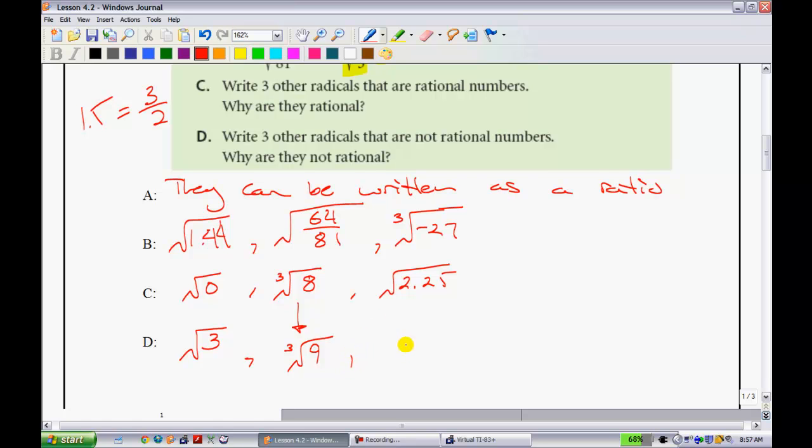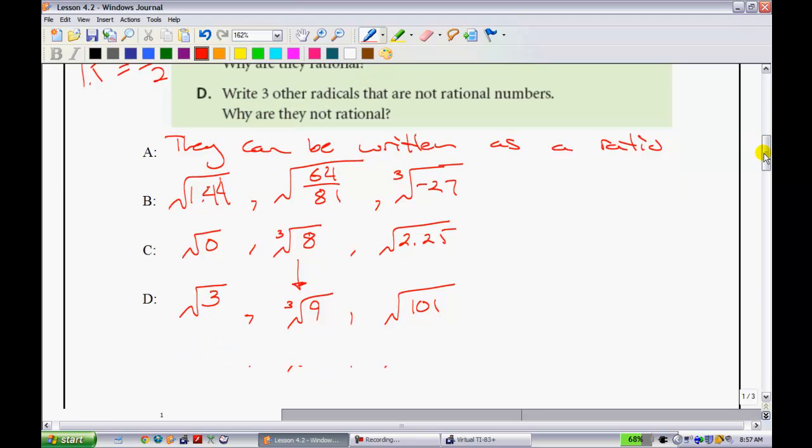Lastly, let's pick one more. We could have the square root of 101. All right, we knew the square root of 100 was a perfect square. Square root of 101, then, therefore cannot be.